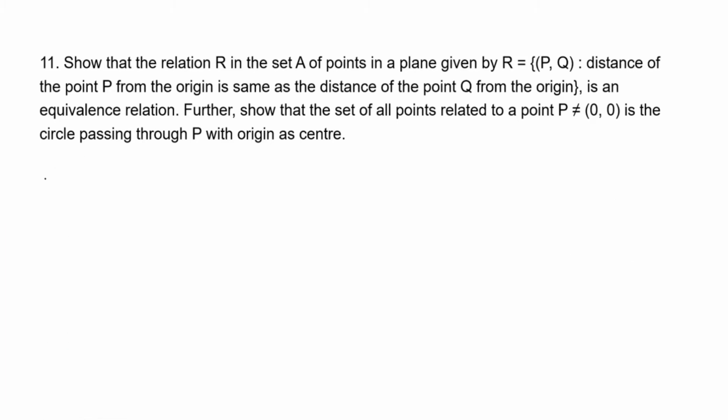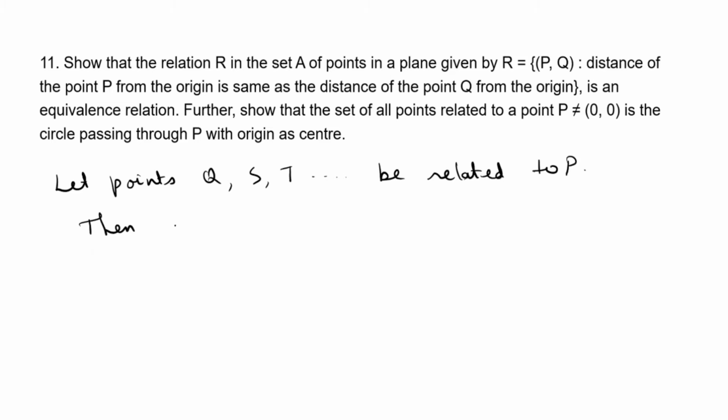So let us take points Q, S, P up to etc. be related to P. If these points are related to P, then we have OP is equal to OQ is equal to OS is equal to OT is equal to up to etc. All these are nothing but the radius of the circle with center at the origin and the circle passing through the point P.